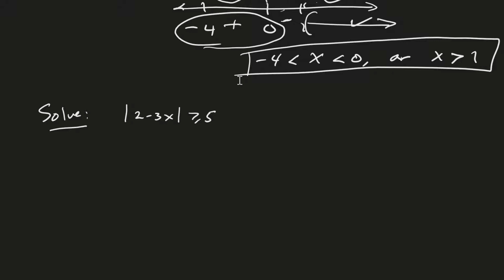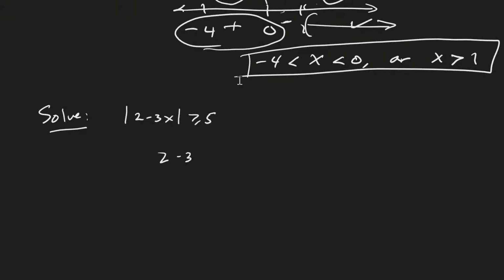Well, if the absolute value of 2 minus 3x is greater than or equal to 5, then what does that mean about just 2 minus 3x? 2 minus 3x must be either greater than or equal to 5 by itself, or 2 minus 3x must be less than or equal to minus 5, right? Does that make sense? And so sometimes we can combine both of these into our expression. Let's just go ahead and see what we get here.